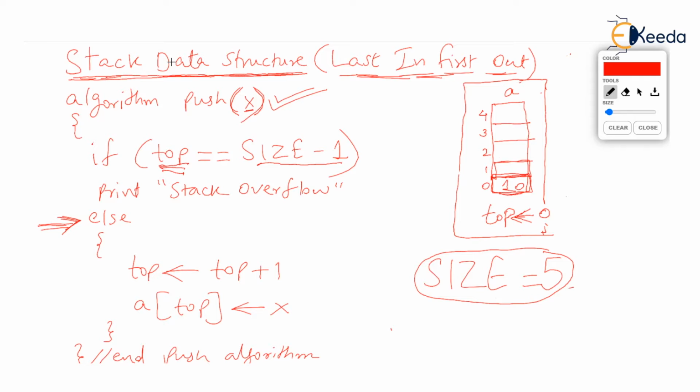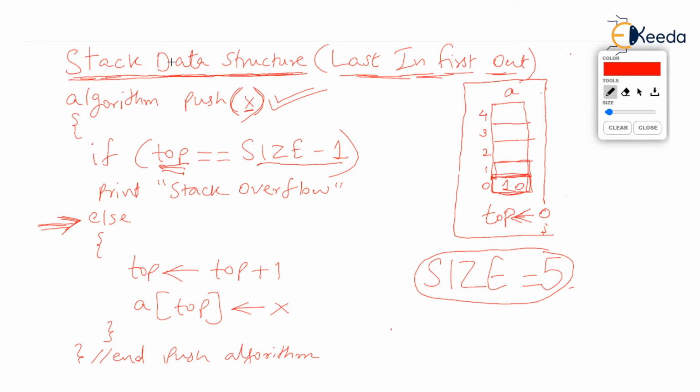So each time you call push algorithm, what happens is top increases by 1. It's just a counter. Top increases by 1 and that element to which top is right now pointing, that element of the array stores x. As simple as that. So imagine you call push algorithm again and this time you want to push 20. So x is 20.